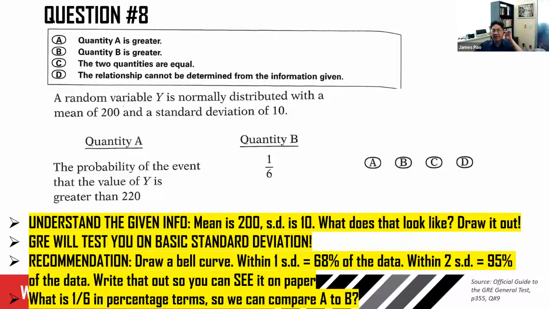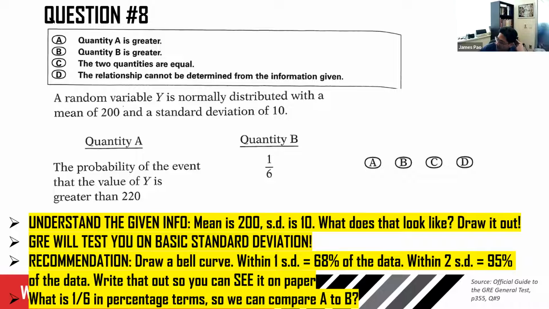All right, this question says that a random variable y is normally distributed with a mean of 200 and a standard deviation of 10. All right, now we're getting into standard deviations and distributed curves and things of that nature. You don't need to know all there is to know about standard deviation, but what you do need to know for the GRE is basic plotting of a normally distributed curve and basic understanding of standard deviation. I've put that in bullet point number 2. The GRE will test you on basic standard deviation.